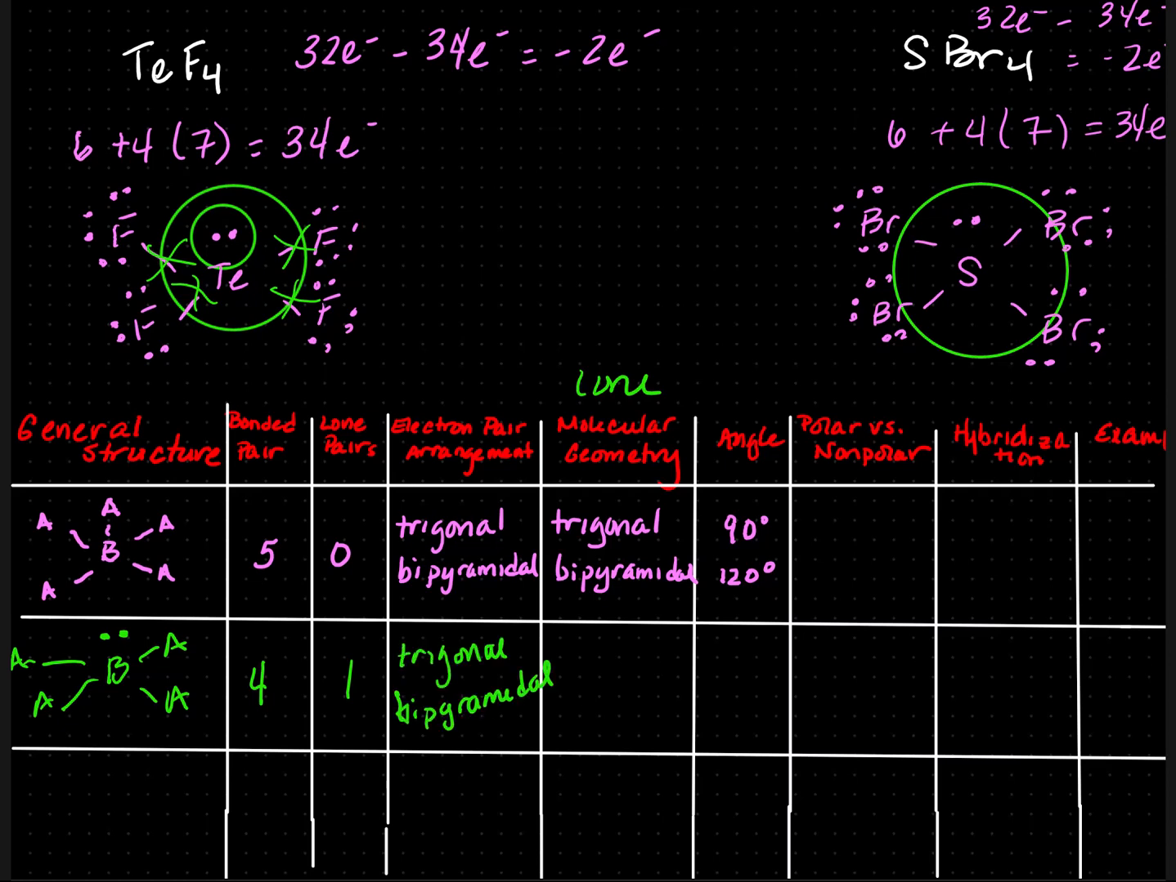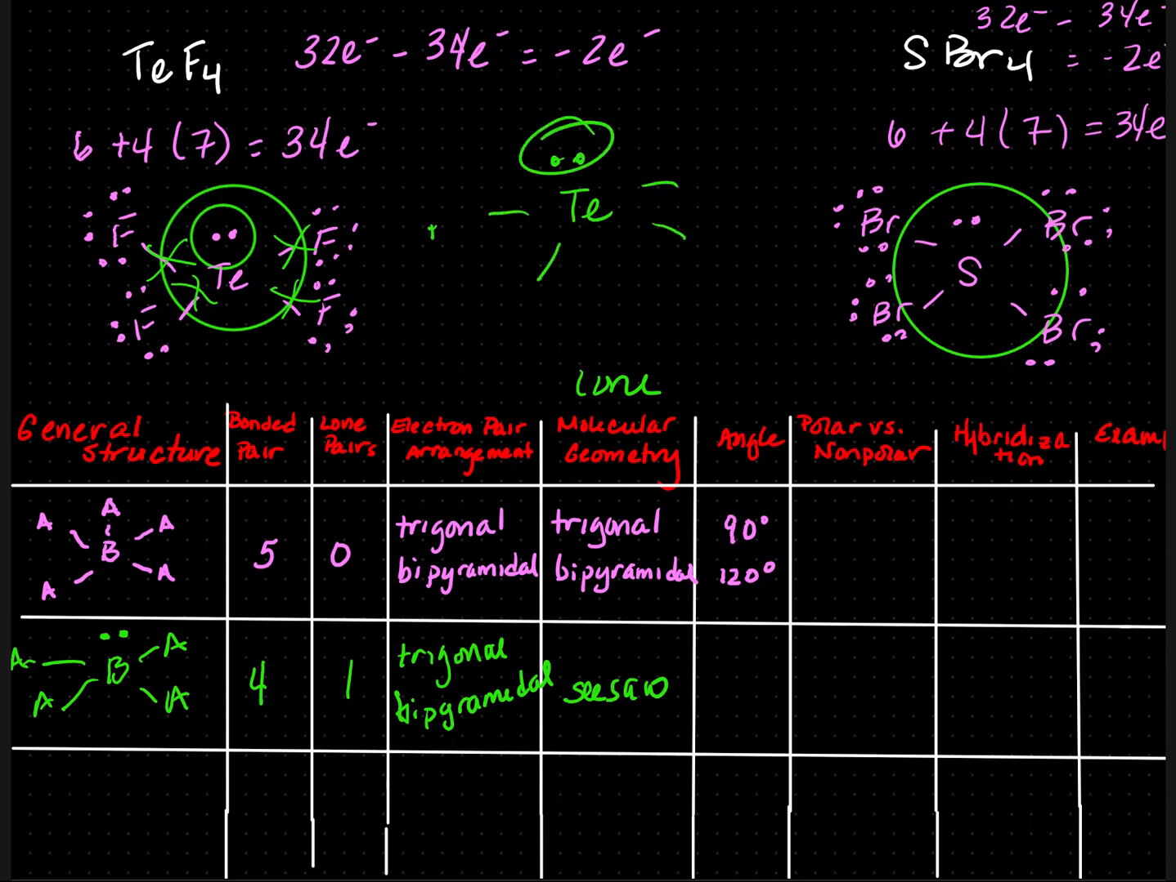Therefore, the electron pair arrangement is trigonal bipyramidal. We have 1 lone pair, so the molecular geometry cannot be trigonal bipyramidal. It is seesaw. The reason it is seesaw is, if I look at Te, we have a lone pair on top. We have bonded pairs, 4 of them.